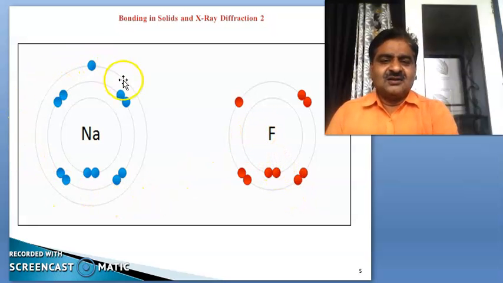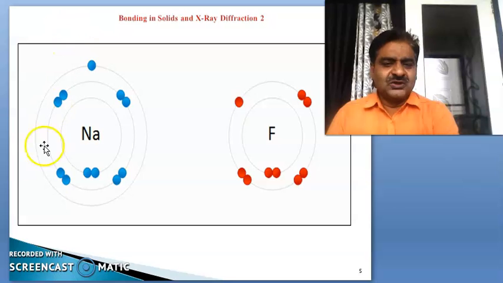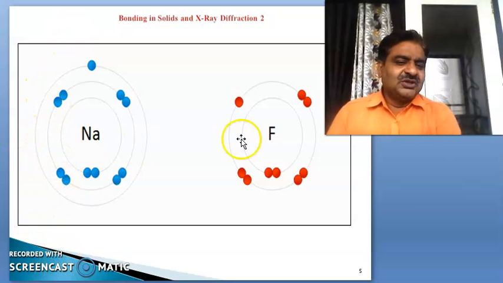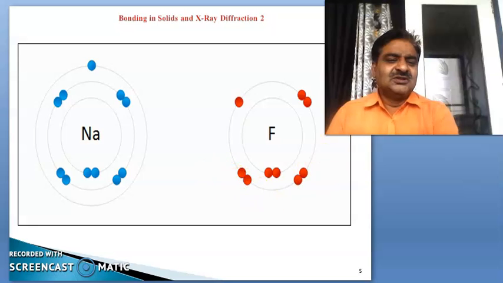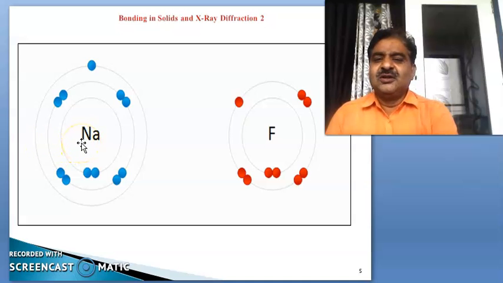And here, 2, 8, the last orbit contains only 1 electron. So this belongs to the first group. Sodium is in the first group, and fluorine is in the 7th group. Those elements which are placed to the right are non-metals. The elements which are placed in the extreme left in the periodic table are said to be metals.